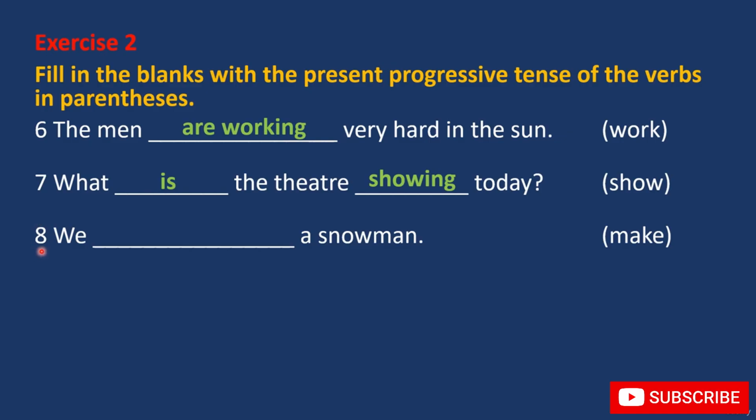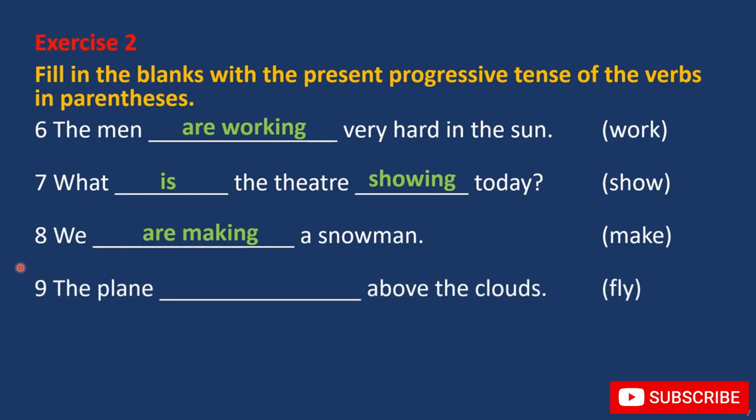8. We a snowman. Make. Here also I have E at the end. Take care. I think all of you are professional now. So we are making a snowman, and these are plus verb ing. Excellent. Number 9. The plane above the clouds. So the plane, am or is or are. Excellent. So the plane is flying above the clouds. Great.